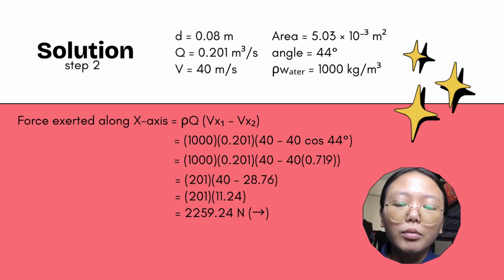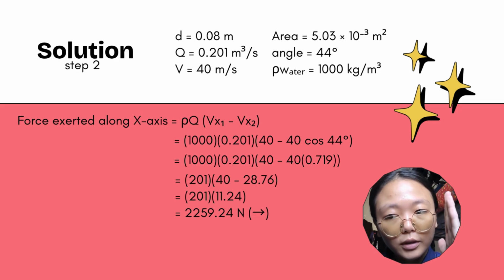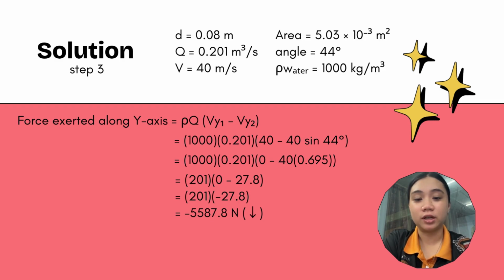This value Fx, 2259.24 Newton, represents the net horizontal force required to deflect the jet from horizontal to 44 degrees upward. The arrow to the right indicates the force direction along the positive x-axis that is acting on the fluid. Alright, so in step 3, we are calculating the force exerted along the y-axis, which means we are finding the vertical component of the force.